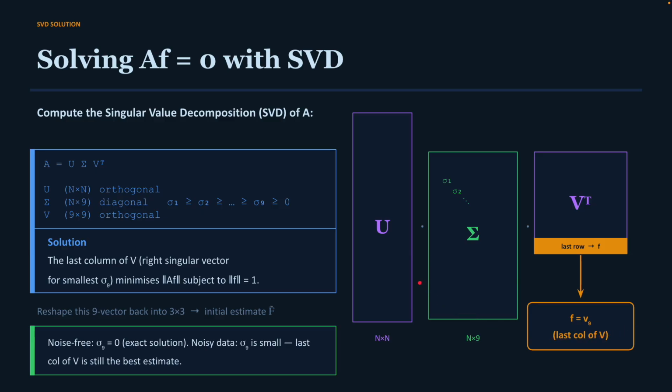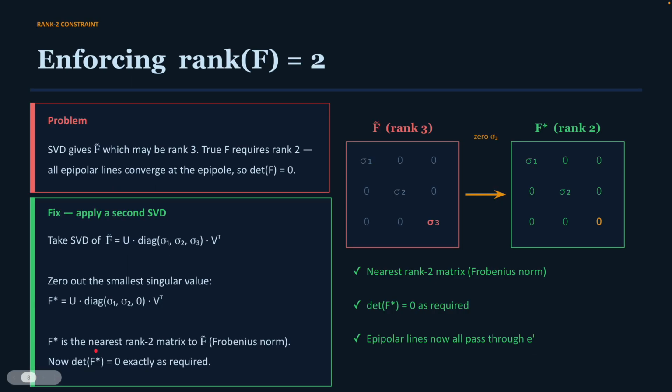With noise-free data, sigma 9 would be exactly 0 and we'd have a perfect solution. With noisy data, it's small but not zero, and the last column of V is still our best estimate. We reshape this 9-element vector back into a 3x3 matrix. That's our initial estimate of F.